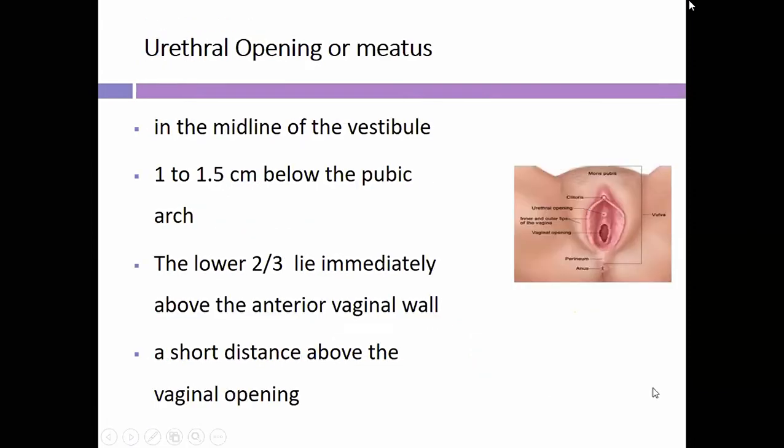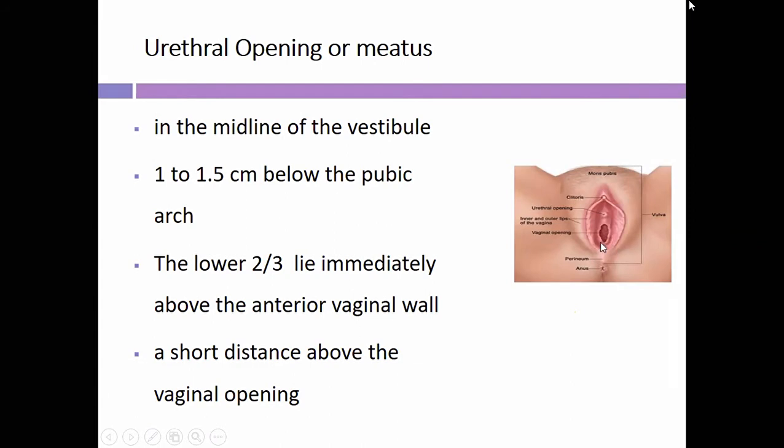Now, another opening found on the vestibule is the urethral opening. This is the urethral meatus or opening. What is the significance of this? You will become clerks, you will go to the clinics, and you will be instructed to insert a catheter in a woman for an operation. Make sure that you are putting the catheter in the right hole. Remember, there are 6 openings here on the vestibule.